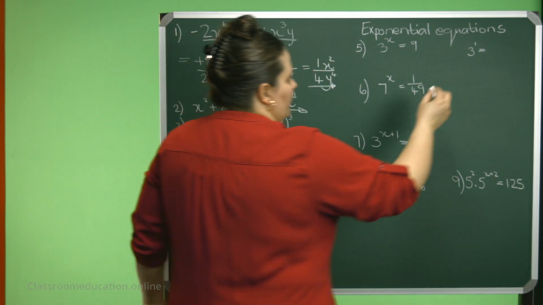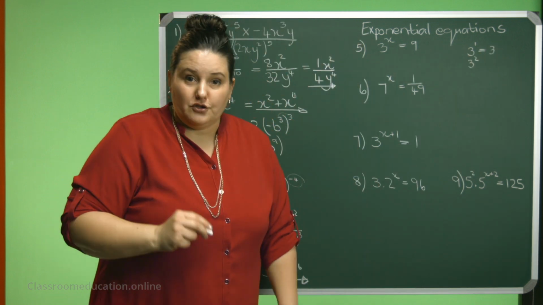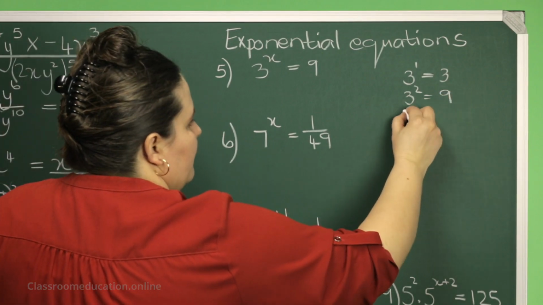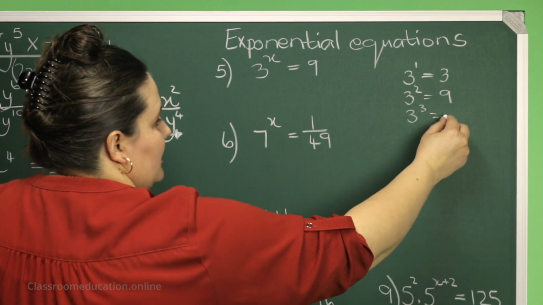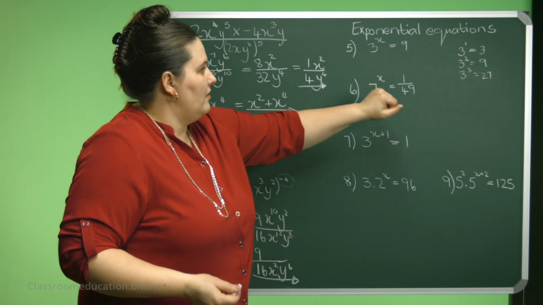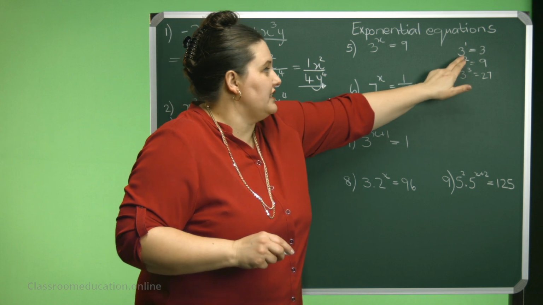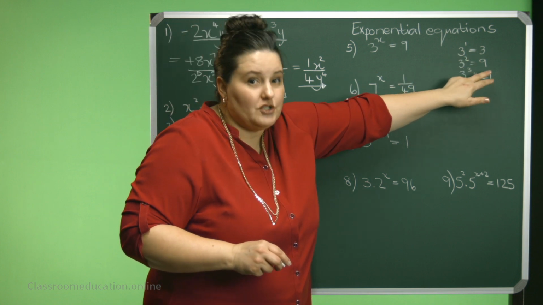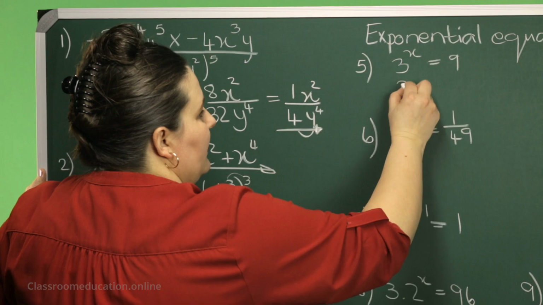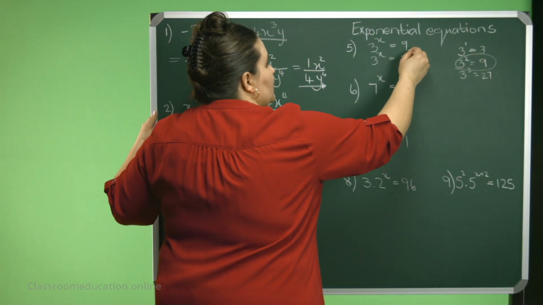It's 3. Okay. And 3 to the power of 2. What is 3 to the power of 2? It's 9. Okay. And 3 to the power of 3. And that will be 27. And so on. But look here now. I have a 9 there. So then I can substitute the 3 squared that I have here, that equals 9, into that place. So I will have 3 to the power of x equals 3 squared.